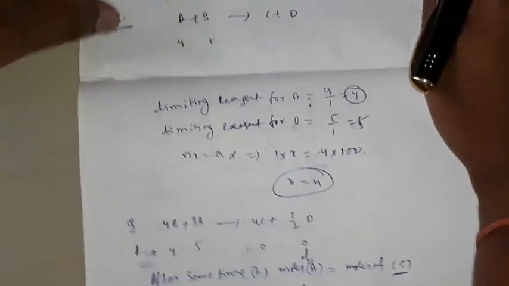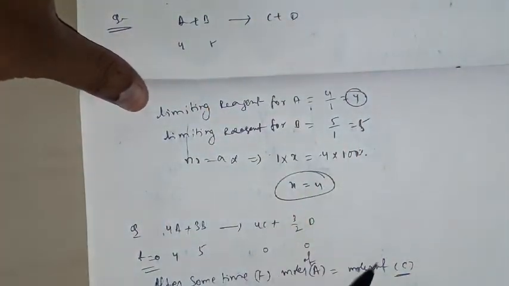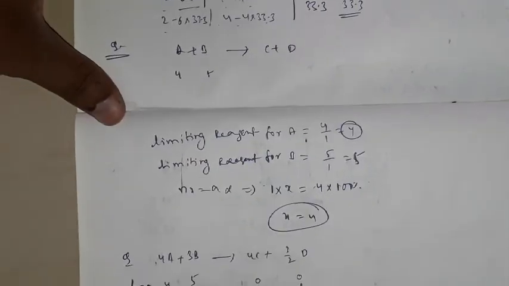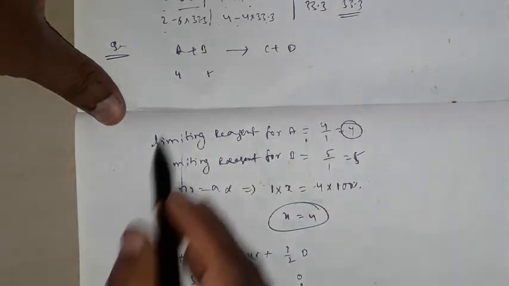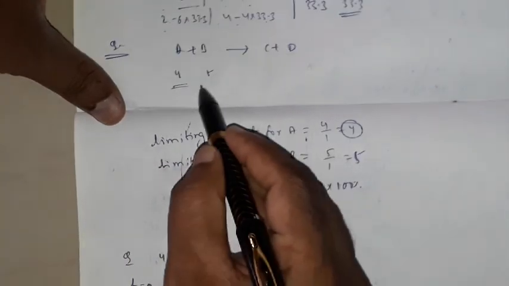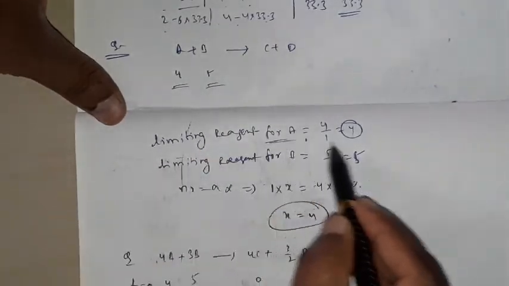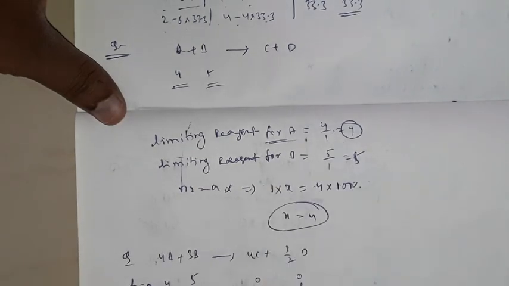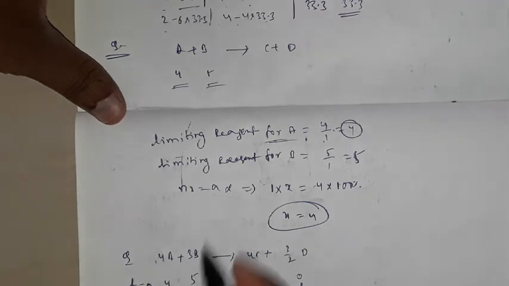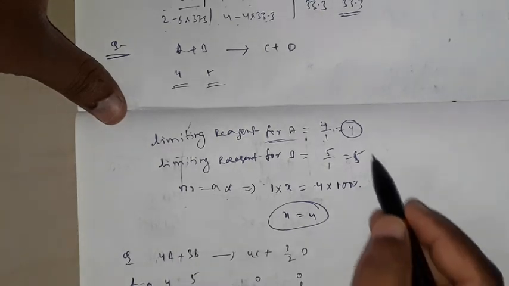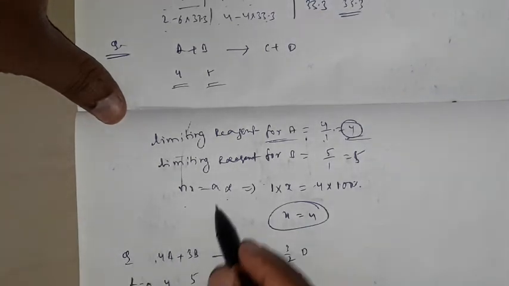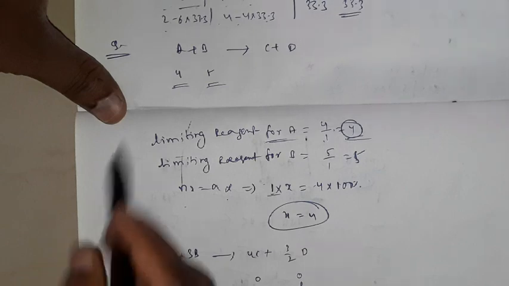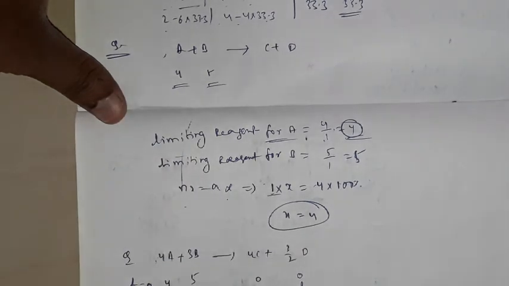Next, another example: A plus B gives C plus D. In this case, 4 moles and 5 moles are given. Then, for the limiting reagent, for A you take 4 by 1, that is 4, then for B, 5 by 1 is 5. Then nx equal to A alpha, the lesser value is 4. So n is 1.